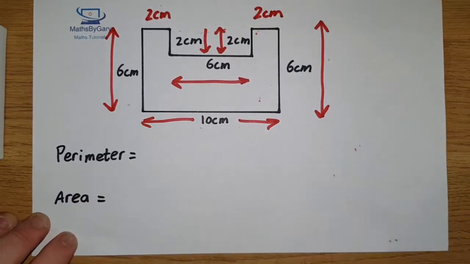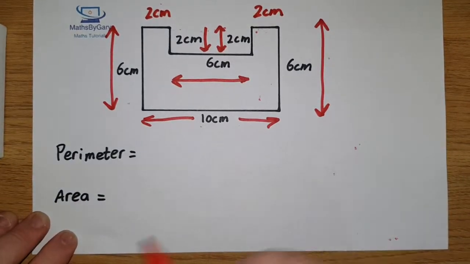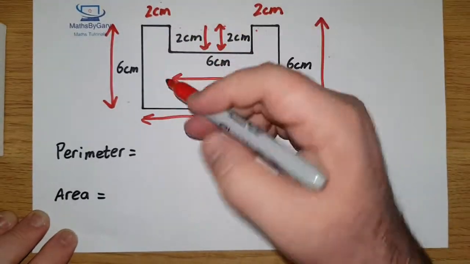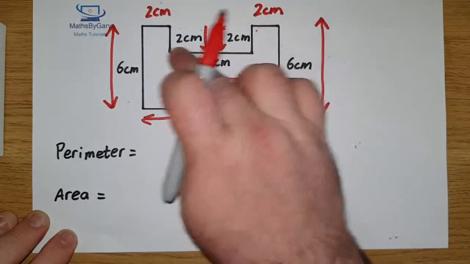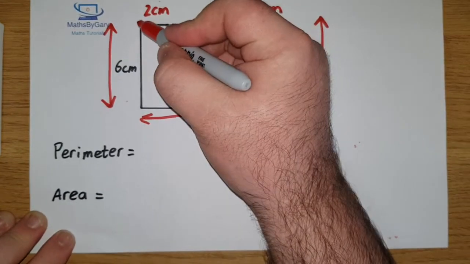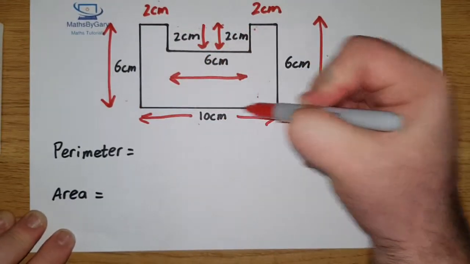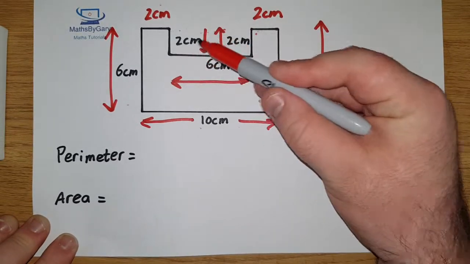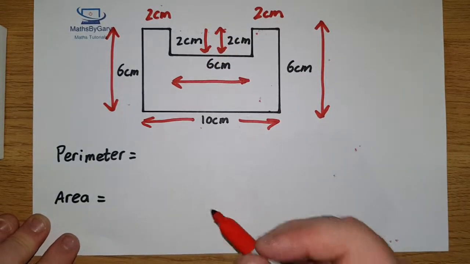So the perimeter, we want to add up all of the outside of the shape, the edge of the full shape, everything that's in black. So we have 1, 2, 3, 4, 5, 6, 7, 8. We have 8 sides to add up.